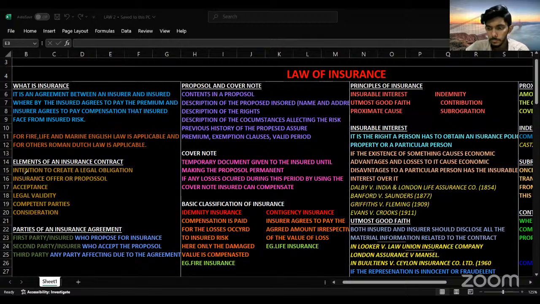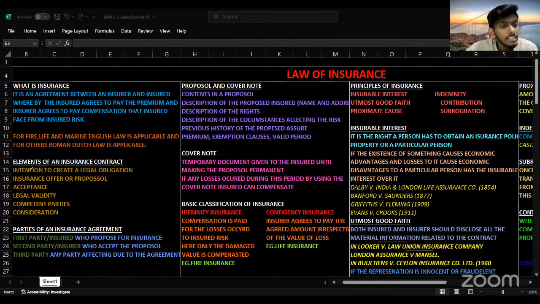Next one. Interesting. If you have any doubts, you can ask in the group, which means the YouTube chat portal. Elements of an insurance contract: what are the steps that should be followed to validate an insurance agreement?